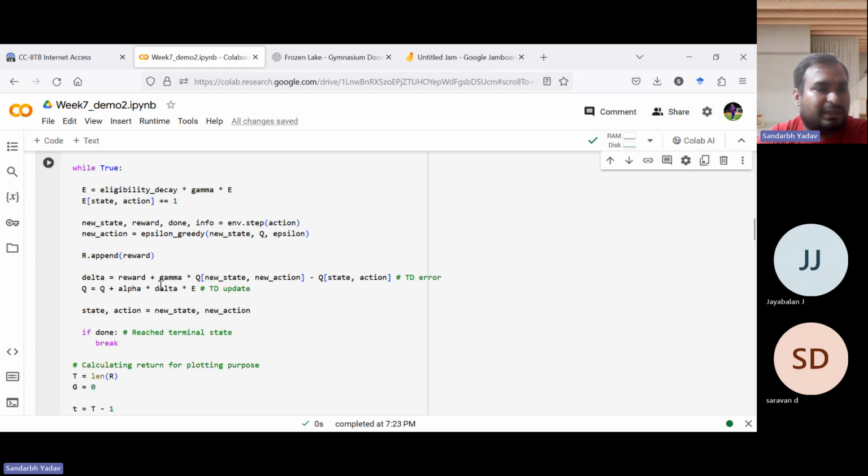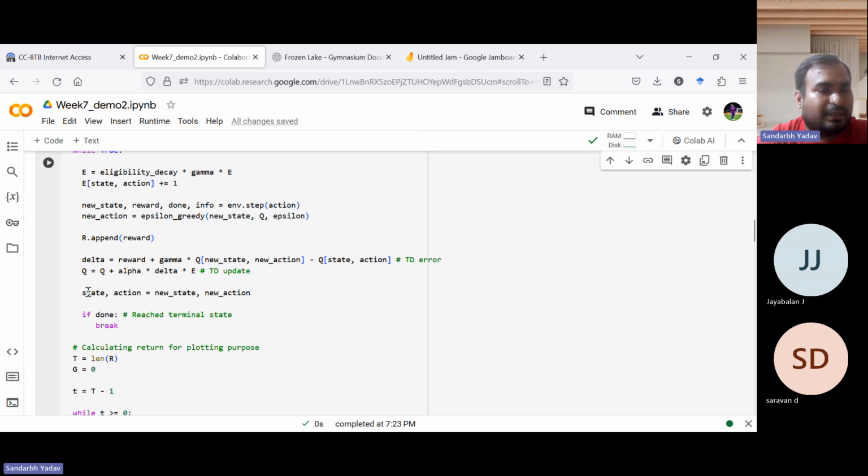Delta is the TD error. And here we are also multiplying by eligibility so that it only updates those which have non-zero eligibility. So it will update those only. And then we are simply changing the state and action. So we are moving to the next action and next state. And in this way this will continue.